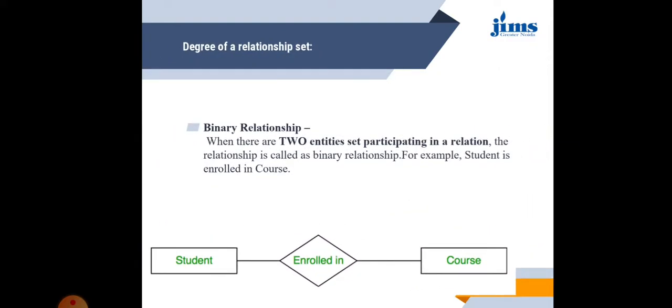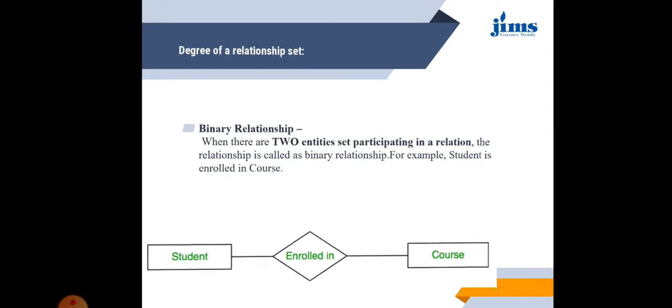Binary means whichever two entities are in a relationship, that is known as binary. Where there are two entity sets participating in a relation, the relationship is called a binary relationship. For example, student enrolled in course, so that's a binary relationship. These are two different entities, so that's why this is the binary relationship.